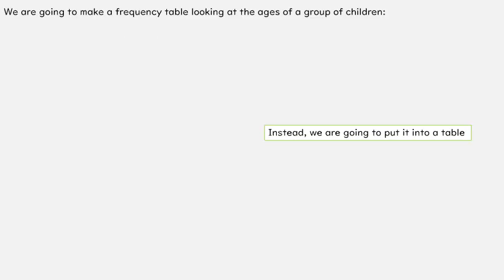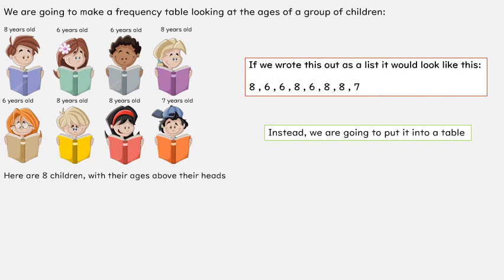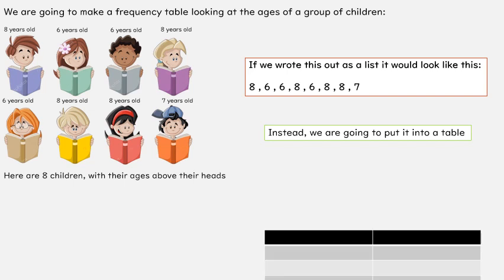So we're going to make a frequency table looking at the ages of a group of children. Here are the 8 children. Their ages are put above their heads. In previous lessons, we've been given the data just like that. We'd have that list of numbers there, as we can see. However, instead, we're going to put it into a table, a frequency table.